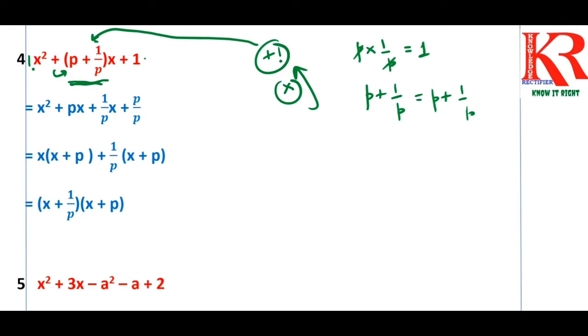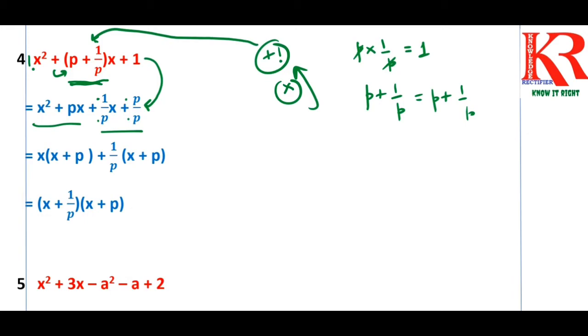Okay, अब यहाँ एउटा ट्रिक लगाउनु पर्छ. You have to use one trick here. Okay, for 1 you have to write p by p, because p and p if you cancel you get 1. लेख्नै पर्छ. Then only 1 by p and 1 by p can be taken common. Okay, नत्र common निकाल्न सक्दैन. So that is a trick here.